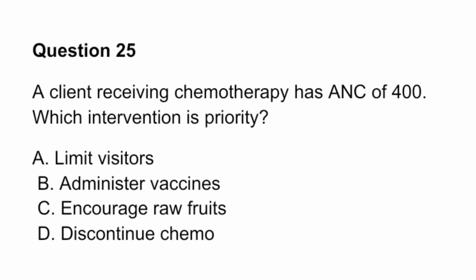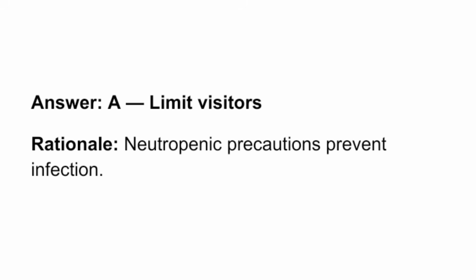Question 25. A client receiving chemotherapy has ANC of 400. Which intervention is priority? A. Limit visitors. B. Administer vaccines. C. Encourage raw fruits. D. Discontinue chemo. Answer A. Limit visitors. Rationale: neutropenic precautions prevent infection.